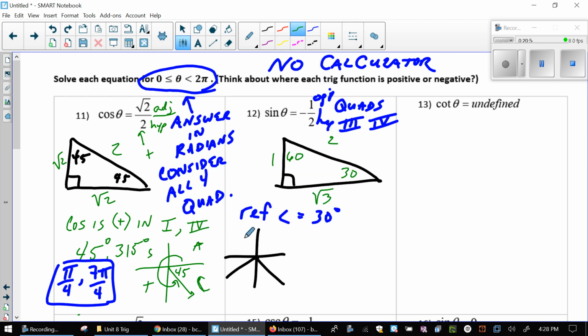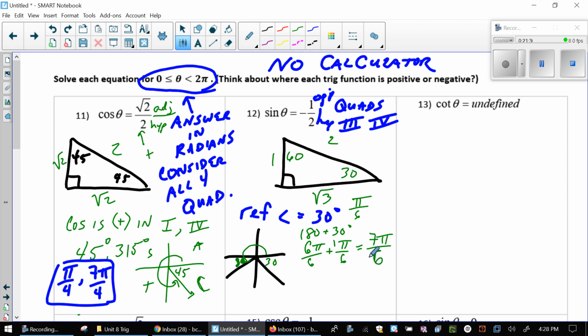All right, so if that reference angle is 30, this one, we're going to go to 180. We're going to add 30. Maybe you want to think about this in radians right now. 30 is pi over 6. So really what we're doing is 6 pi over 6, or 1 pi, plus pi over 6, which gives us 7 pi over 6. So there's our answer in the third quadrant.